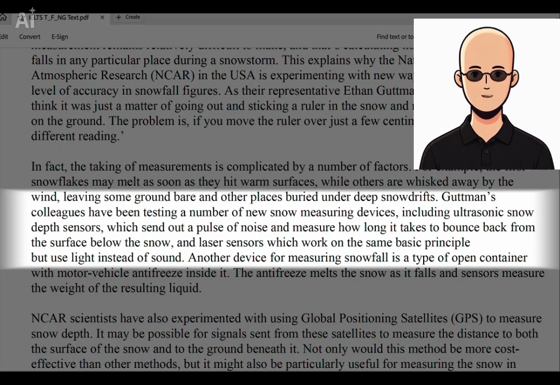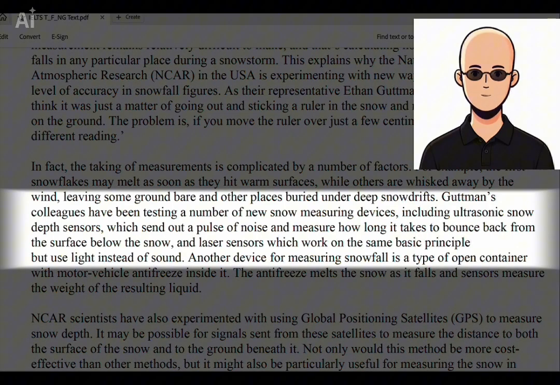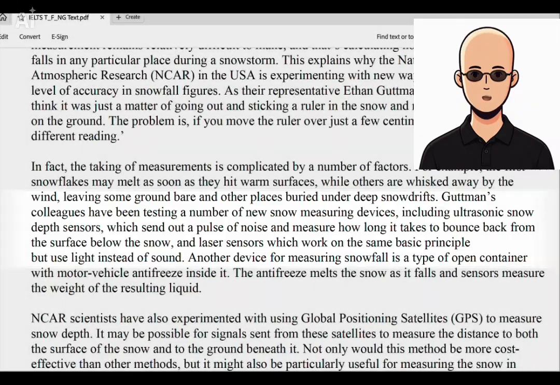Step 2, find the relevant part of the text with some of the keywords. Here we find them not long after the info from the previous question. Remember again, it will follow the order of the text. Gutman's colleagues have been testing a number of new snow measuring devices, including ultrasonic snow depth sensors, which send out a pulse of noise and measure how long it takes to bounce back from the surface below the snow, and laser sensors, which work on the same basic principle but use light instead of sound.